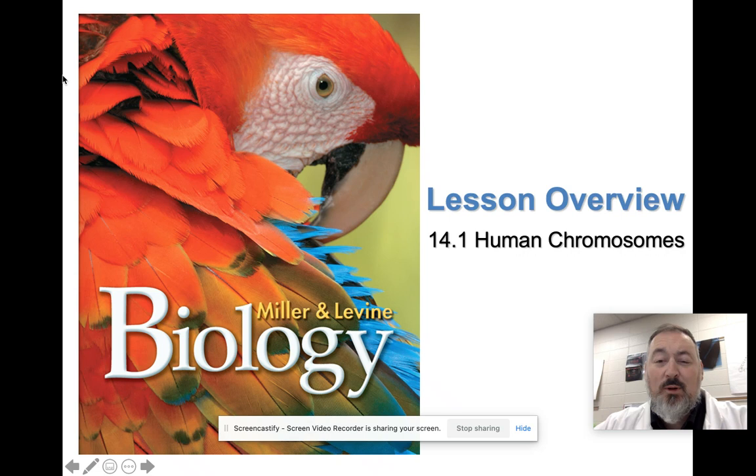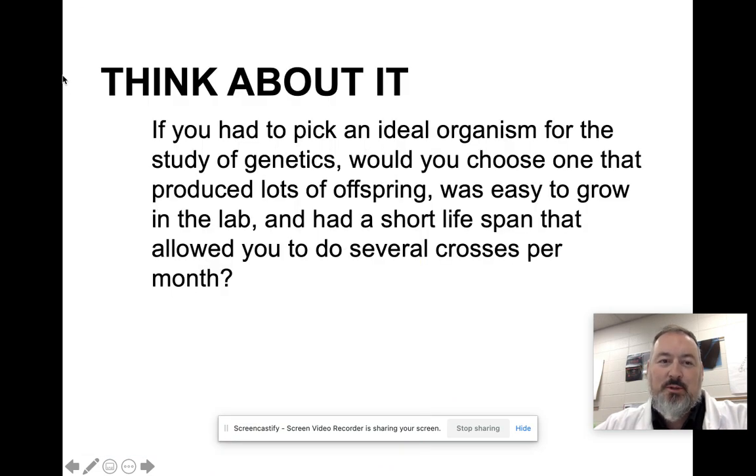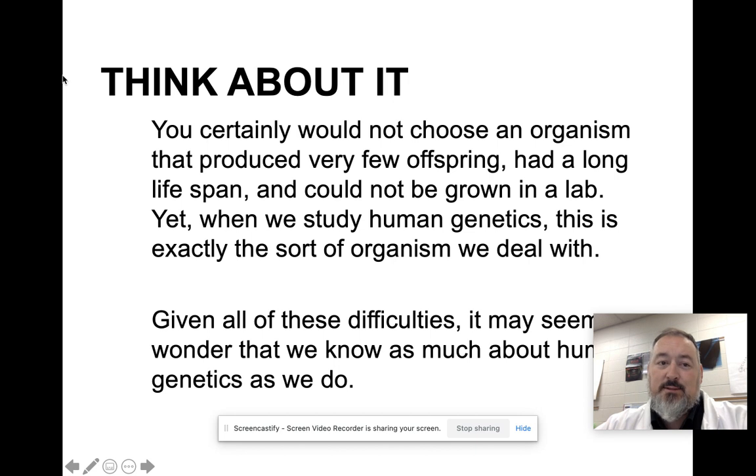All right, today in chapter 14, section 1, we're starting on human chromosomes. If you had to pick an ideal organism for the study of genetics, would you choose one that produces lots of offspring, was easy to grow in a lab, had a short lifespan that would allow you to do several crosses per month? If so, you're probably thinking about a very common study organism, and that is things like fruit flies. So you certainly would not choose an organism that would produce slowly, had a long lifespan, and could not be grown in a lab.